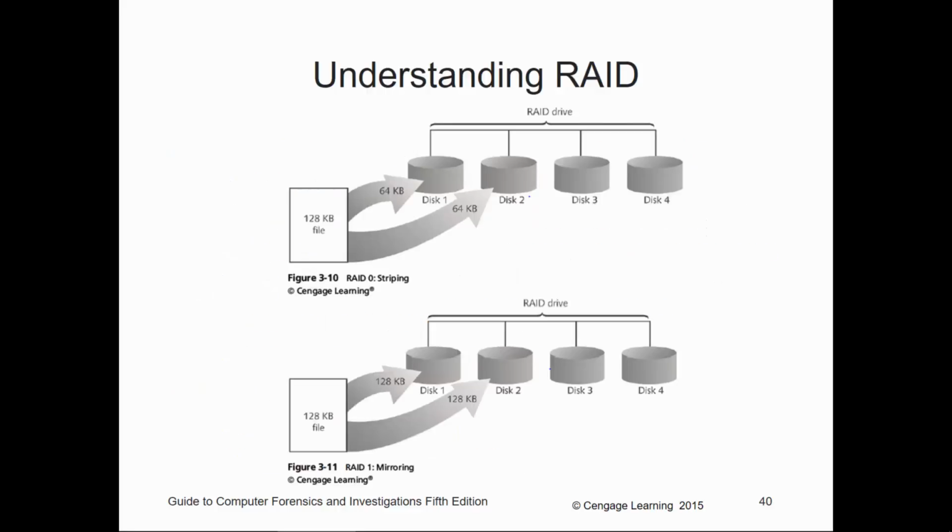So here we have, again, understanding RAID 0 and RAID 1. RAID 0 is going to put about half the data on each disk. That way, again, if you lose one disk, you lose the data. But again, it's faster access. With RAID 1, you're going to copy 100% the same data to more than one disk.